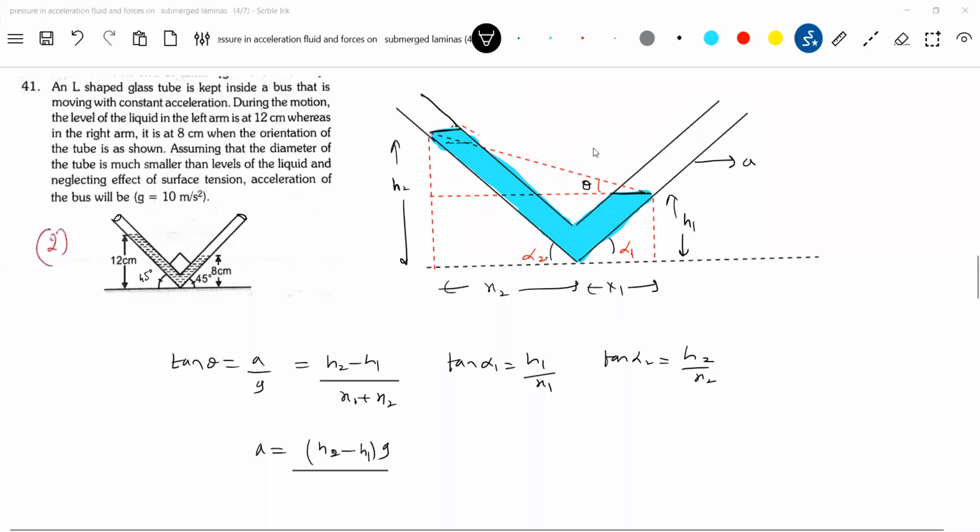Yeah, okay. This one, yeah. 2 meter per second square. Yeah, fine. What is X1? H1 cot alpha 1, H2 cot alpha 2. Substitute that, you'll get the acceleration.